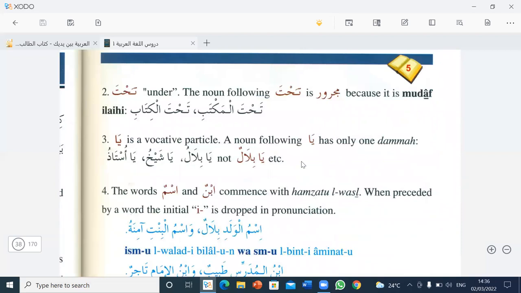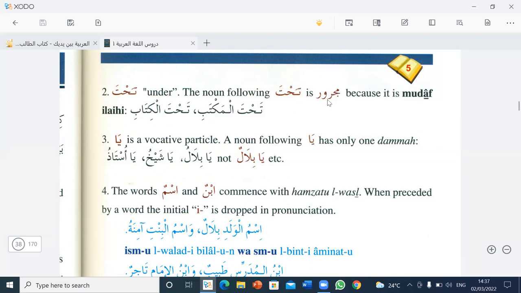Okay, Diana, number two. Okay, teacher, bismillah. Tahta, under. The noun following tahta is majrur because it is mudaf ilayhi. Tahtal maktabi, tahtal kitabi. Under the library, under the book. So whenever you see tahta, you have to know that it is majrur, because it is mudaf. So the noun following has to have kasra, it can't have other harakat, only kasra.